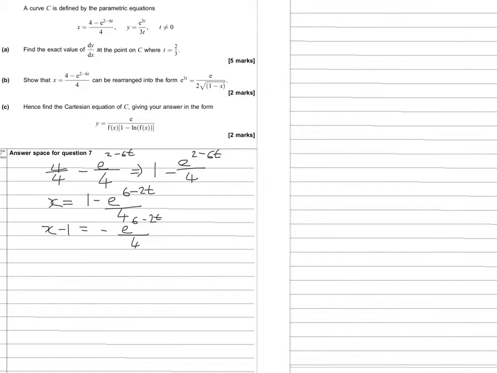Multiply everything through by negative 4. And that will give me negative 4x plus 4, so that's 4 times 1 minus x, equals e to the 6 minus 2t. Whoops, I'm writing that backwards, so that should be 2 minus 6t. Guess I better fix my working up here.